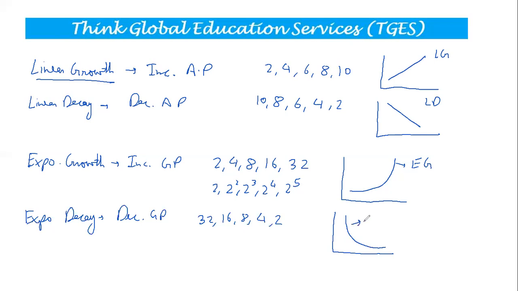That's an exponential decay. So guys, you should be aware of these 4 facts: increasing AP, decreasing AP, increasing GP, decreasing GP. The question might ask you, what kind of relationship is there? Linear decay, linear growth, exponential decay.